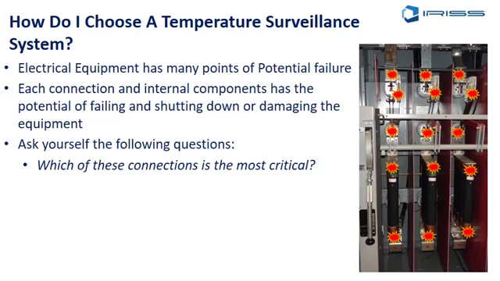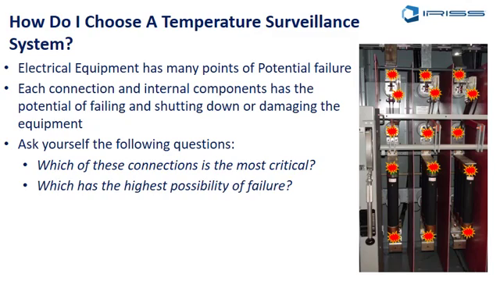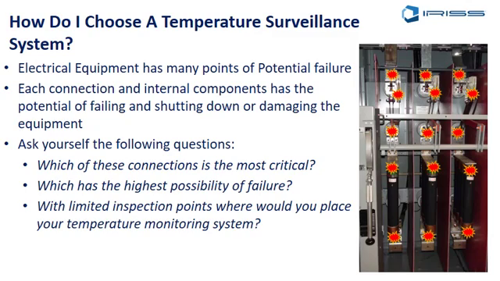Which of these connections that you can see here are the most critical? Which has the highest potential of failure? With limited inspection points, where would you place your temperature monitoring system? And what is your cost per measurement point? Again, looking at this, which one of these can you choose? If you have limited measurements, where would you put them? It's a question that really isn't easy to answer, if there is an answer at all.